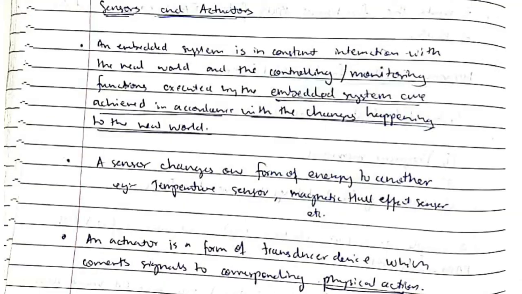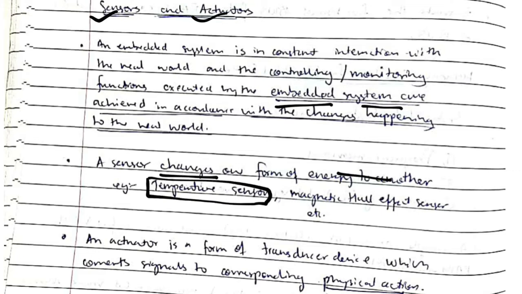Okay, as changes happen in the external world, the embedded systems also change according to it. So the sensors and actuators help in carrying out the change. Okay, so what does a sensor do? A sensor changes one form of energy to another. That means if it senses a change in the temperature, it informs the embedded system, and the embedded system will take some action.